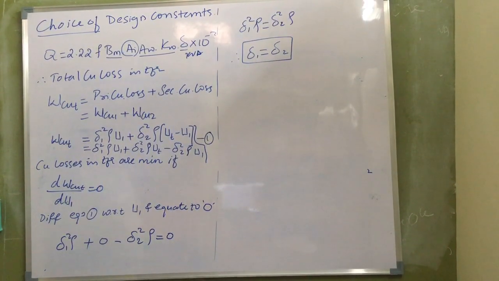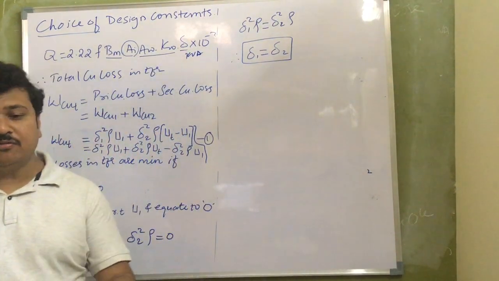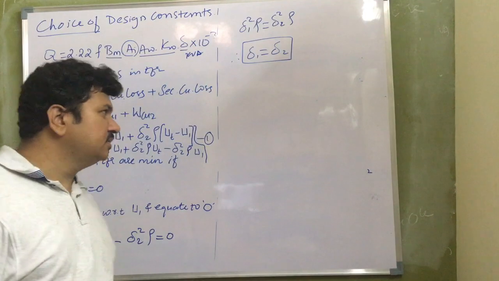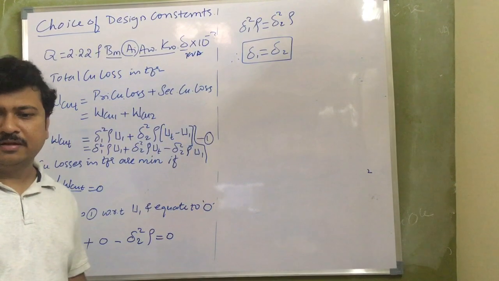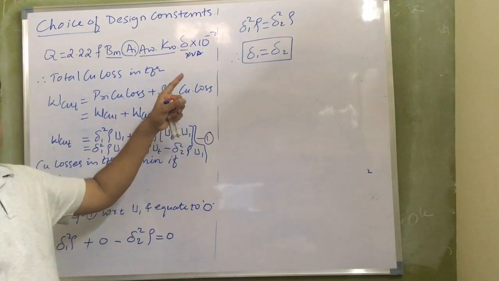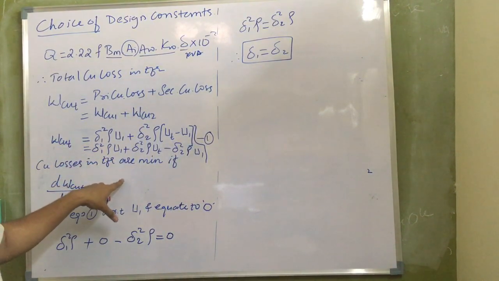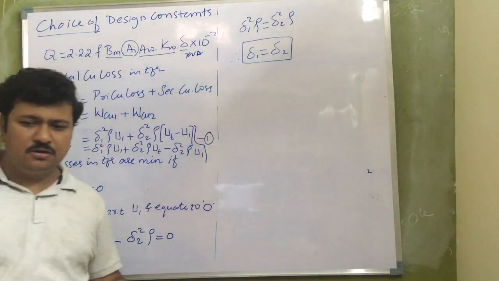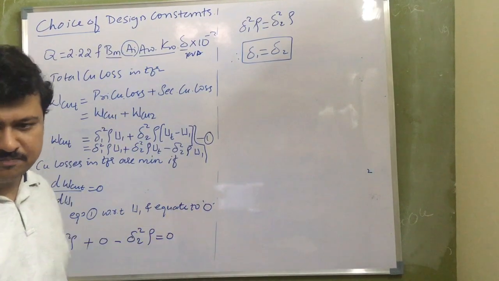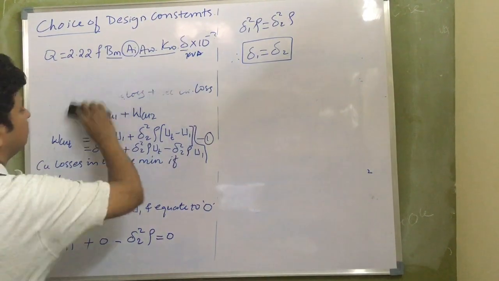Now the third design constant is window space factor. If I consider the window space factor constant at some value, automatically the area of window gets fixed, because area of window is the ratio of copper area to window space factor. So copper area will get fixed by the choice of delta. If I now fix the value of window space factor kW, then automatically my window area will get fixed. So the next point, the third point, is window space factor.